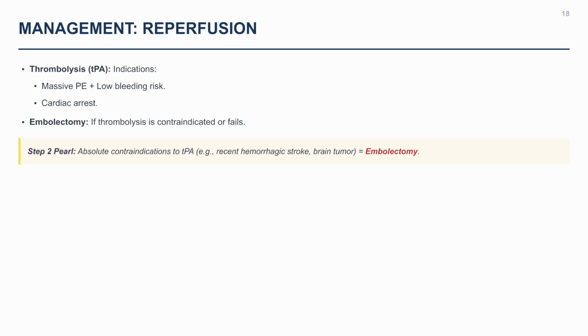Reperfusion therapy is indicated for massive PE. Systemic thrombolysis with TPA is the first-line reperfusion strategy for massive PE with low bleeding risk or for patients in cardiac arrest. If TPA is absolutely contraindicated, such as in recent hemorrhagic stroke or intracranial tumor, the answer is surgical or catheter-directed embolectomy. Know your absolute contraindications to TPA cold, because Step 2 will test them.